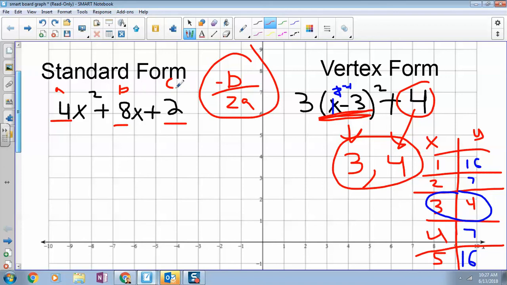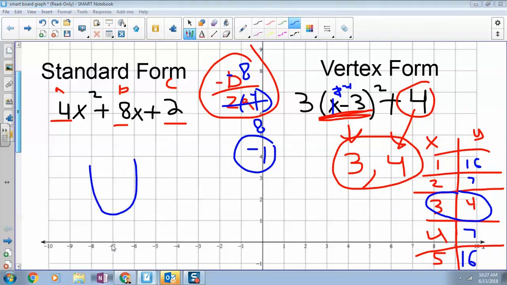So I just plug it in. So negative b over 2a, so here's b, it's negative 8 over 2 times a, so 4. So 2 times 4, I end up with negative 8 divided by positive 8, which means that my axis of symmetry would be negative 1. So what we just figured out is we have our smiley graph because it's positive. We just figured out the middle line is right here. It's at negative 1, right?